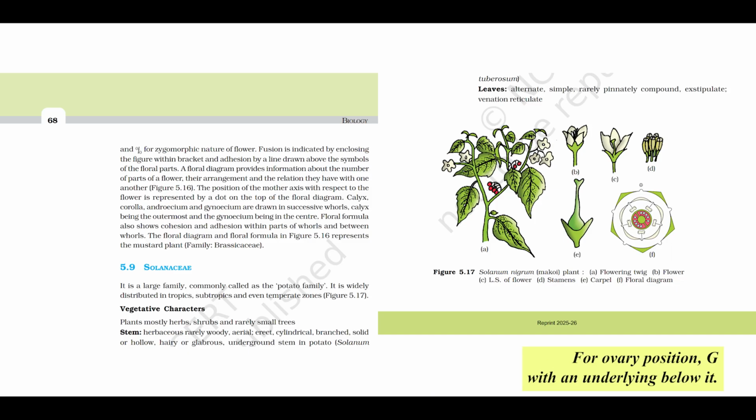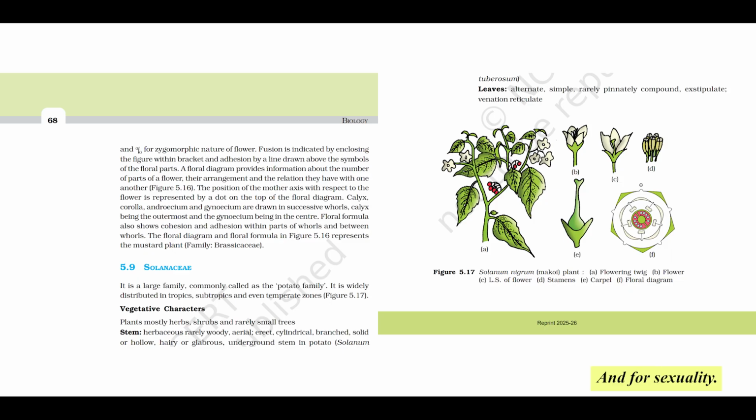For ovary position, G with an underline below it, this indicates a superior ovary, meaning the flower is hypogynous. The line is under the G. G with an overline above it indicates an inferior ovary, meaning the flower is epigynous. The line is over the G. G with a line beside it is sometimes used for a half-inferior ovary, perigynous. Underline G for superior, overline G for inferior.